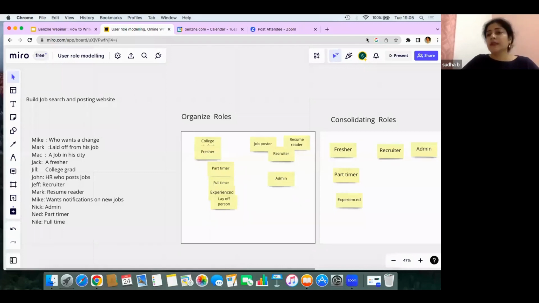So this is an example. I'm going to talk about it very quickly. For this job search and posting website, we have multiple users. We all can relate to this, and that's why I've taken this example. This is a common example that will allow us to be on the same page.